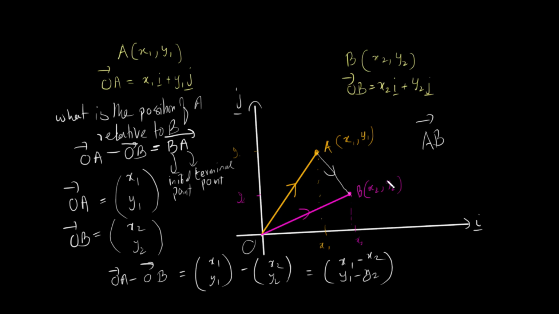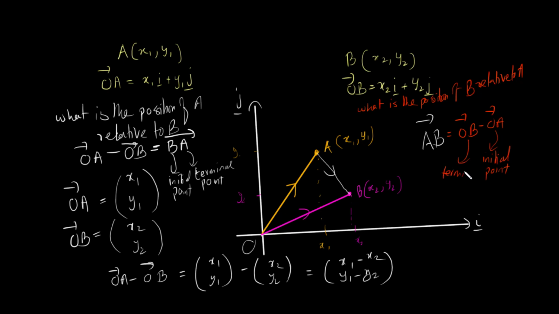So in this particular question, in this diagram, we have A going towards B. So AB means B relative to A. So OB minus OA. So it reads as, what is the position of B relative to A? So that's what we want to know. So B relative to A means OB minus OA, and it is written as AB because we always write the initial point first. This is the initial point, and we always write the terminal point at the end.